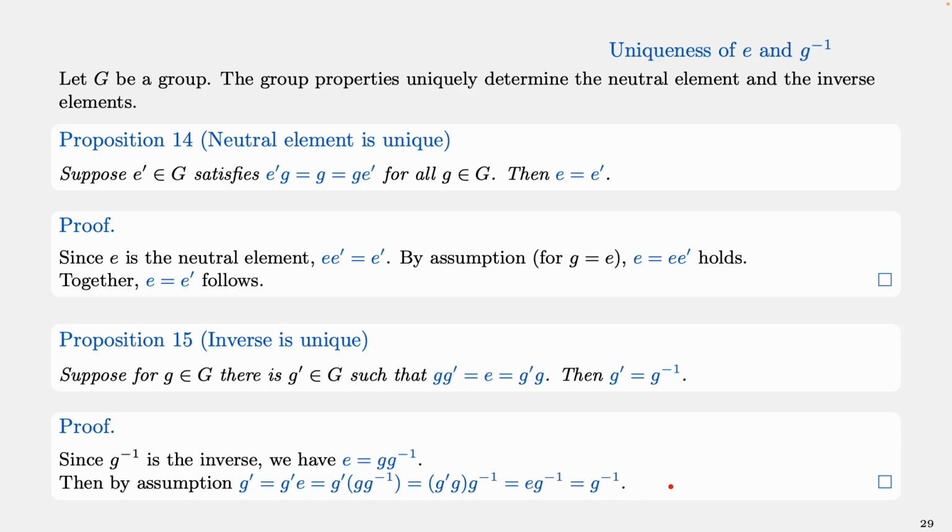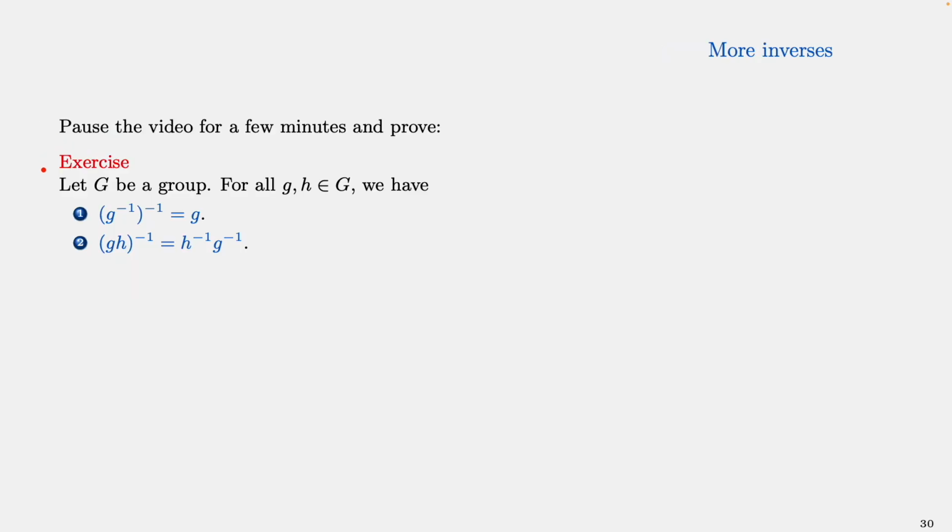Again, this might seem like we're just doing something trivial here, but no, you actually have to carefully apply the group properties to come to this uniqueness of the inverse. As an exercise for you, some more properties of inverses. So pause the video for a few minutes and prove the following. G is a group. We have two elements, G and H, in our group. And first you should prove that the inverse of G inverse is G itself. And second, you have to prove that the inverse of the product GH is the product H inverse times G inverse. So you reverse the order here and take the inverses.